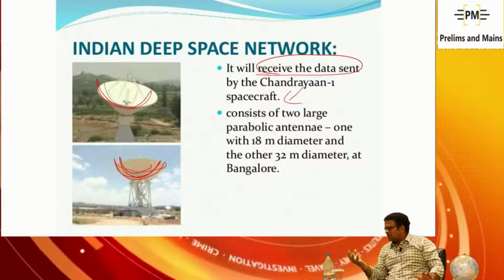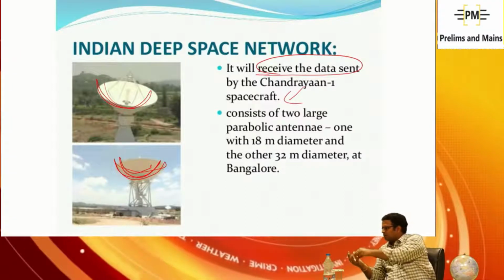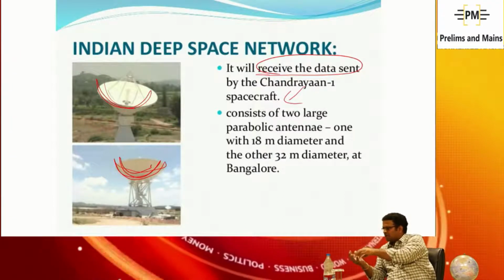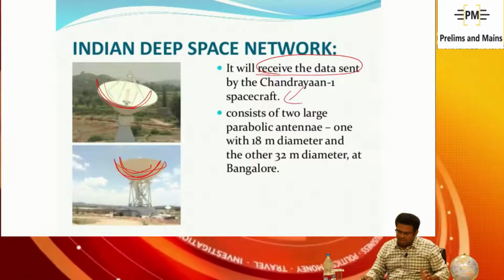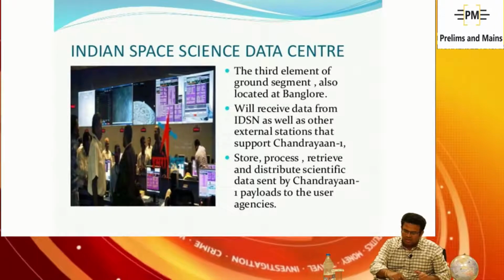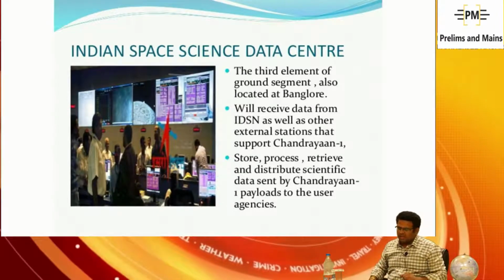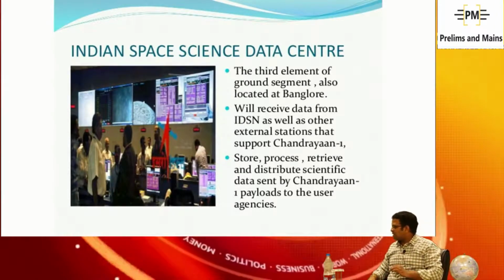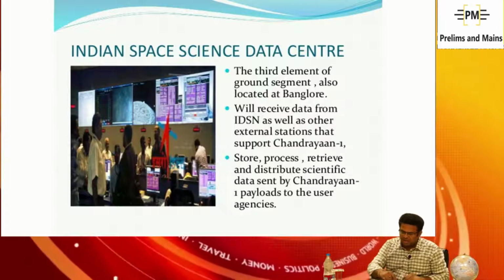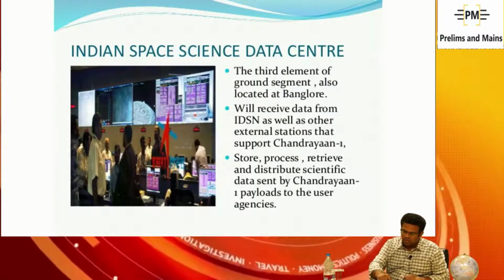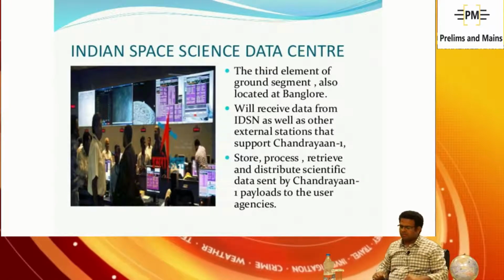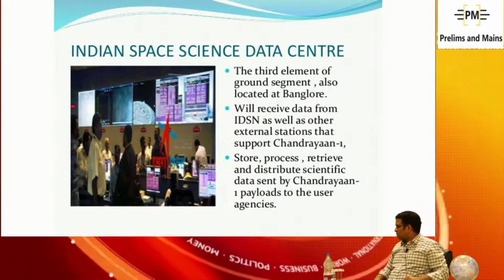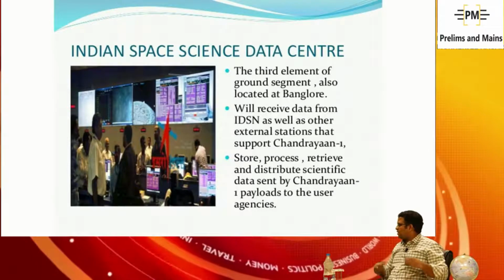And in India, who will be there? There is an antenna which is receiving it. And after receiving, it is sending to the Indian Space Science Data Center. And the third element, the ground segment also located at Bangalore, will receive data from IDSN. ISSDC will receive the data.